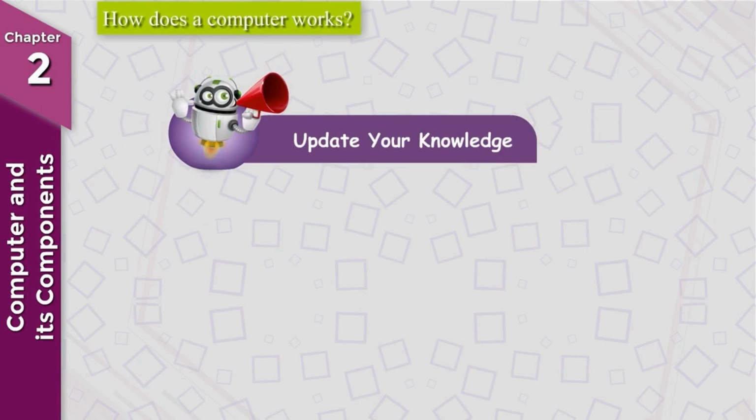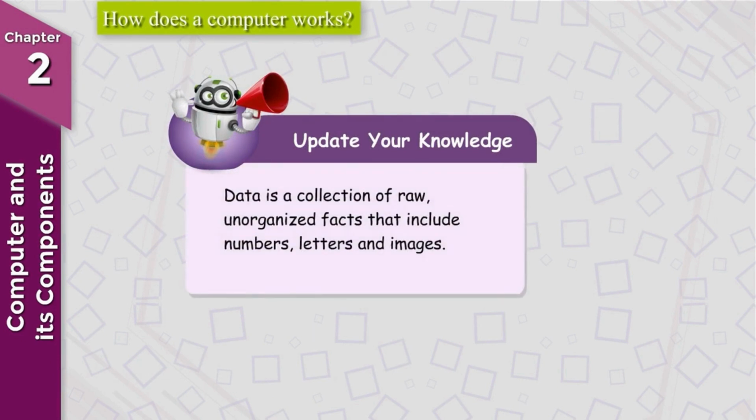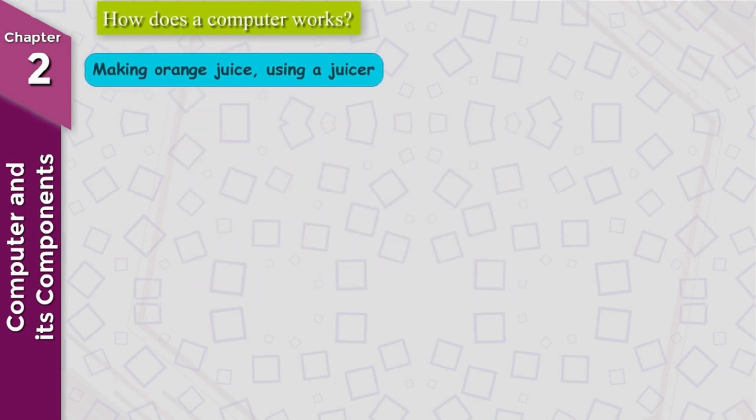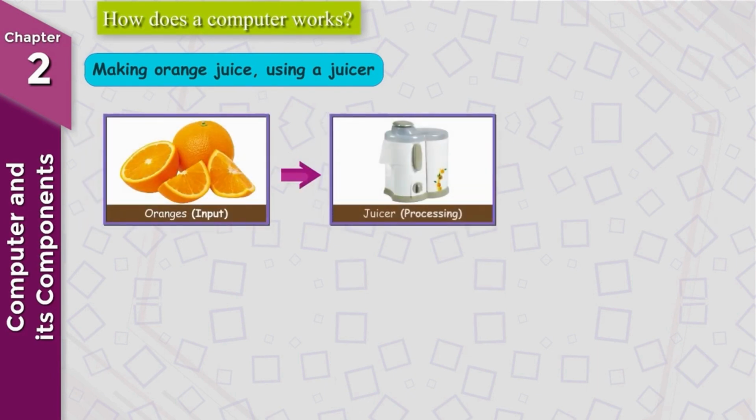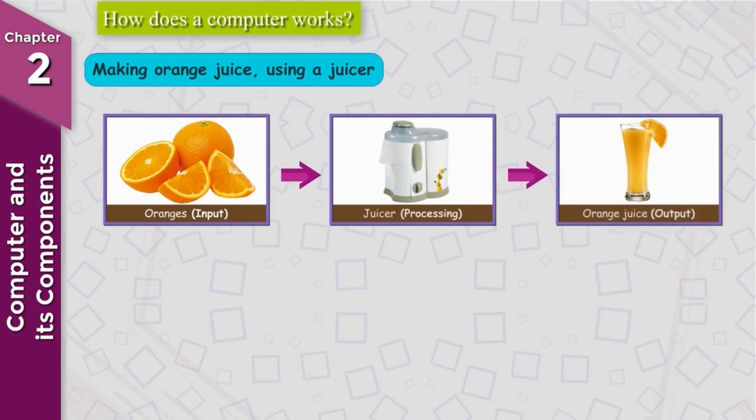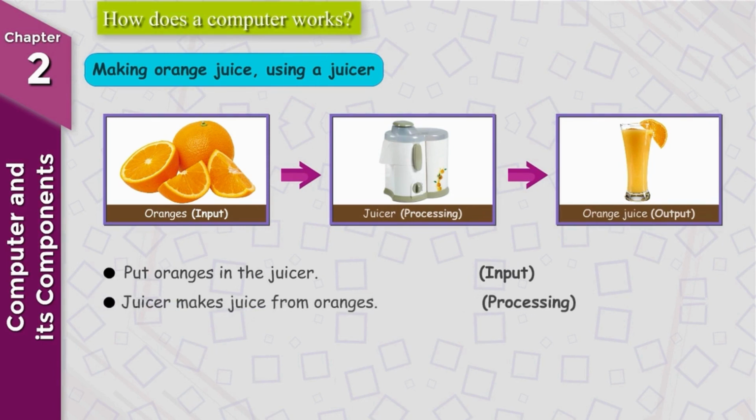Update your knowledge. Data is a collection of raw, unorganized facts that include numbers, letters and images. Making orange juice, using a juicer. Oranges, input. Juicer, processing. Orange juice, output. Put oranges in the juicer. Input. Juicer makes juice from oranges. Processing. We get orange juice.